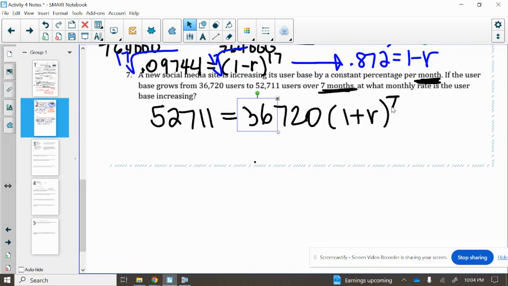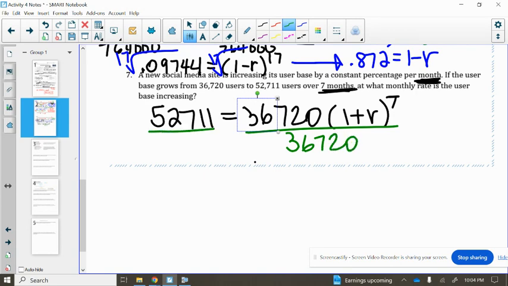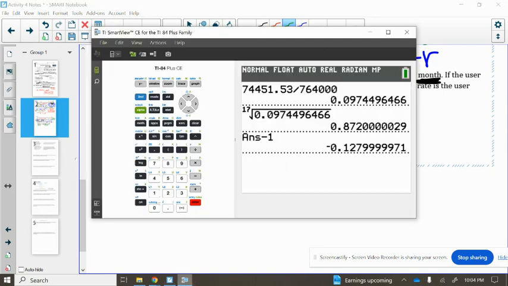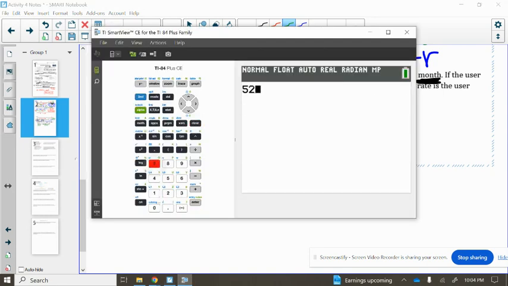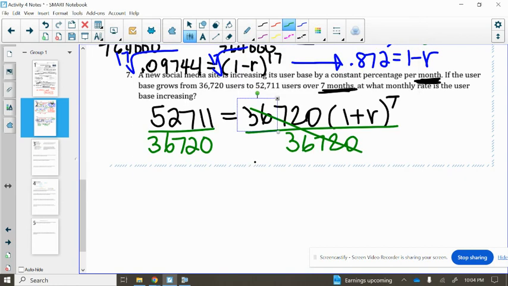Now, similar to the last problem, we are going to want to start by dividing over our principal amount here so that we get the parentheses as close as possible to by itself. So if we take the 52,711, divide that by that starting amount, 36,720, we get our left-hand side to about 1.43548. Again, you want to use lots of decimal places on this.